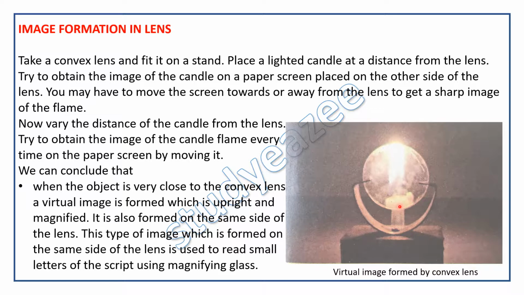Now vary the distance of the candle from the lens. Try to obtain the image of the candle flame every time on the paper screen by moving it. We can conclude that when the object is placed very close to the convex lens, a virtual image is formed which is upright and magnified. This image cannot be obtained on a screen. This type of image, which is formed on the same side of lens, is used to read small letters of the script using magnifying glass.